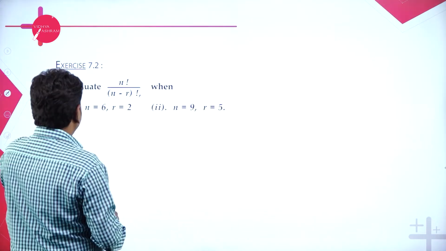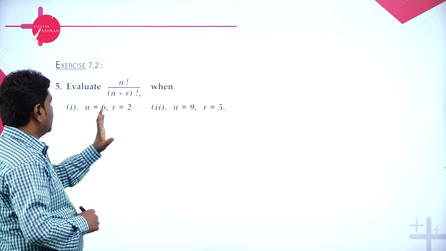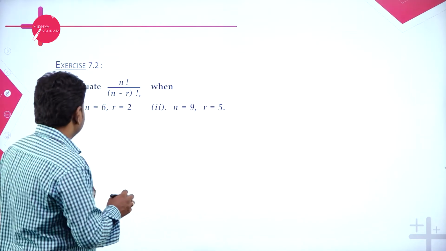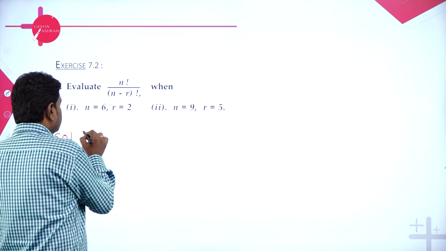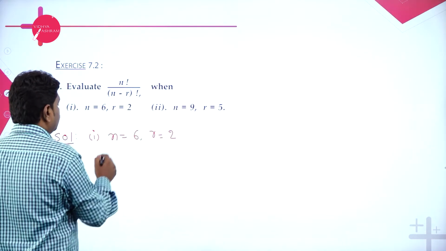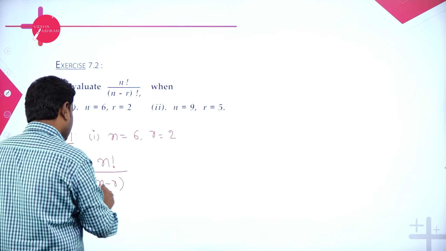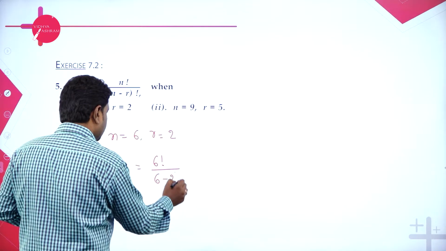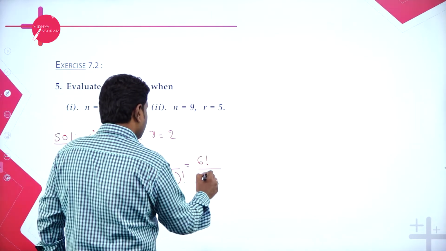So simplify. Evaluate n factorial by n minus r factorial when n value and r value are given. See, the formula is given. They want you to evaluate, simplify. That's it. So what is given? Solution. What is given? First part, n they gave 6, r they gave 2. They want you to find n factorial by n minus r factorial. That is 6 factorial divided by 6 minus 2 factorial. So that is 6 factorial divided by 4 factorial.